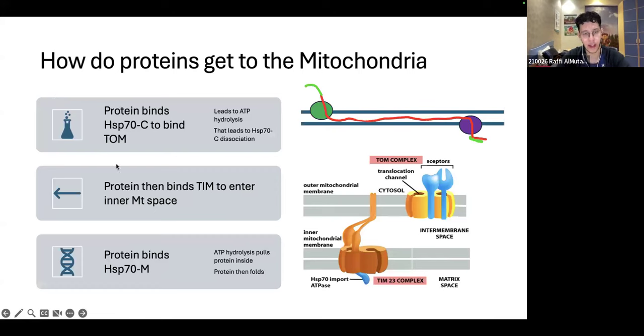HSP70 is found next to Tom and Tim. HSP70 causes ATP hydrolysis. This allows the protein to move. That's it. This is where HSP70C is, HSP70M is. This is Tom, this is Tim. This is all you really need to know. You don't need to know the nitty-gritty details of this. So do you think you understand this a little bit better? Okay, great. And then we will repeat the animation.